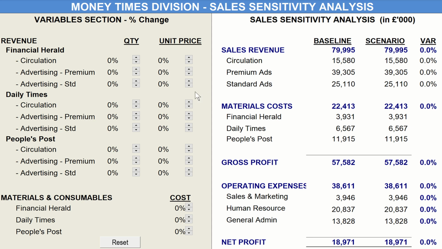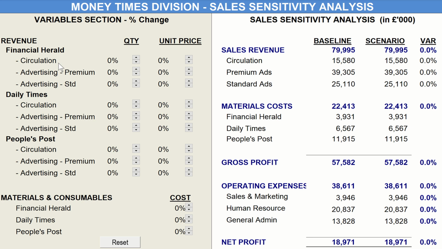Alright, let's see. Boss says, increase your sales revenue by 5%. Sure, boss, but do you want to increase everybody, or do you have a particular department in mind? Because we have 3. Boss says, oh, forget about this too. Just let's increase Financial Hero by 5%. Okay, boss, as you are aware, Financial Hero generates revenue in 3 ways: by selling the paper, or selling premium advertisement or standard advertisement.